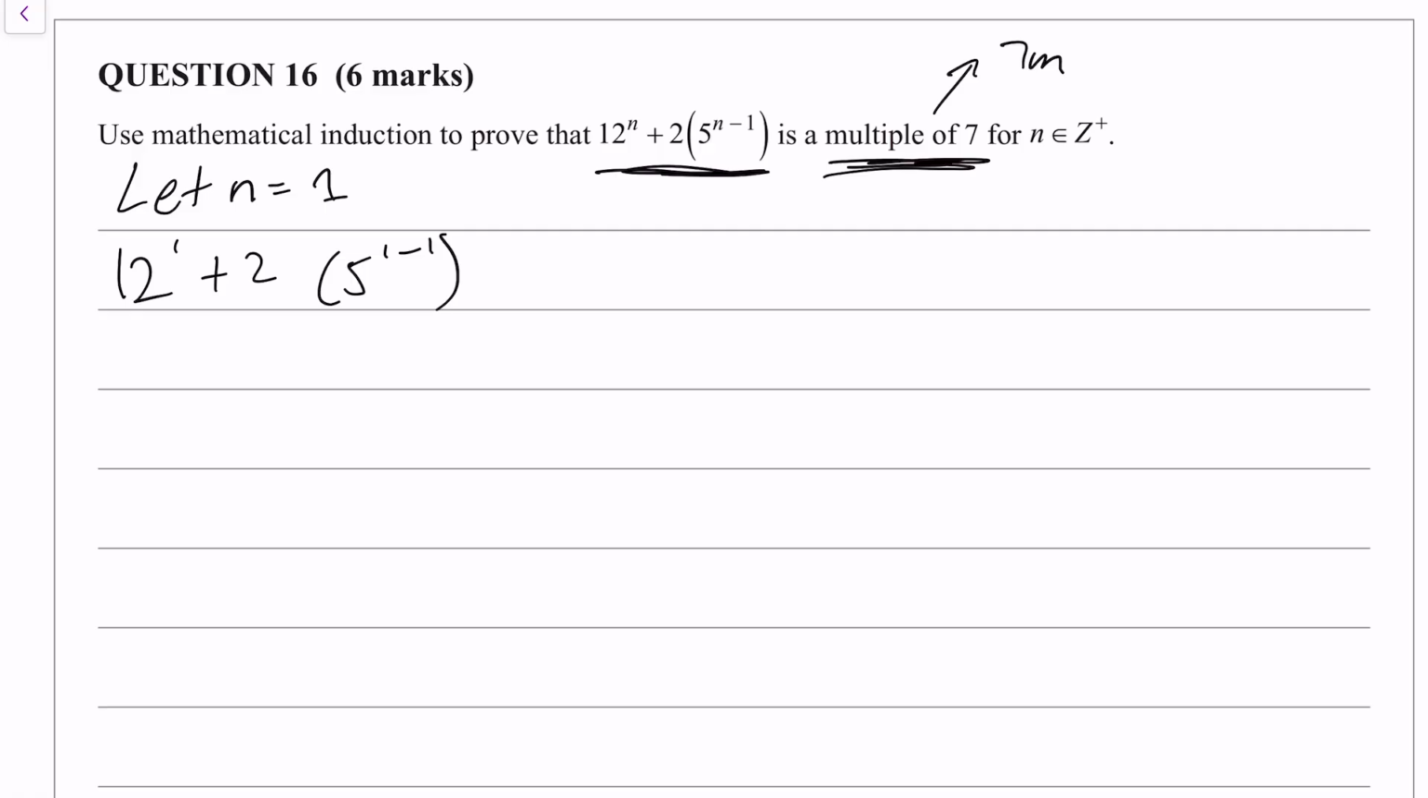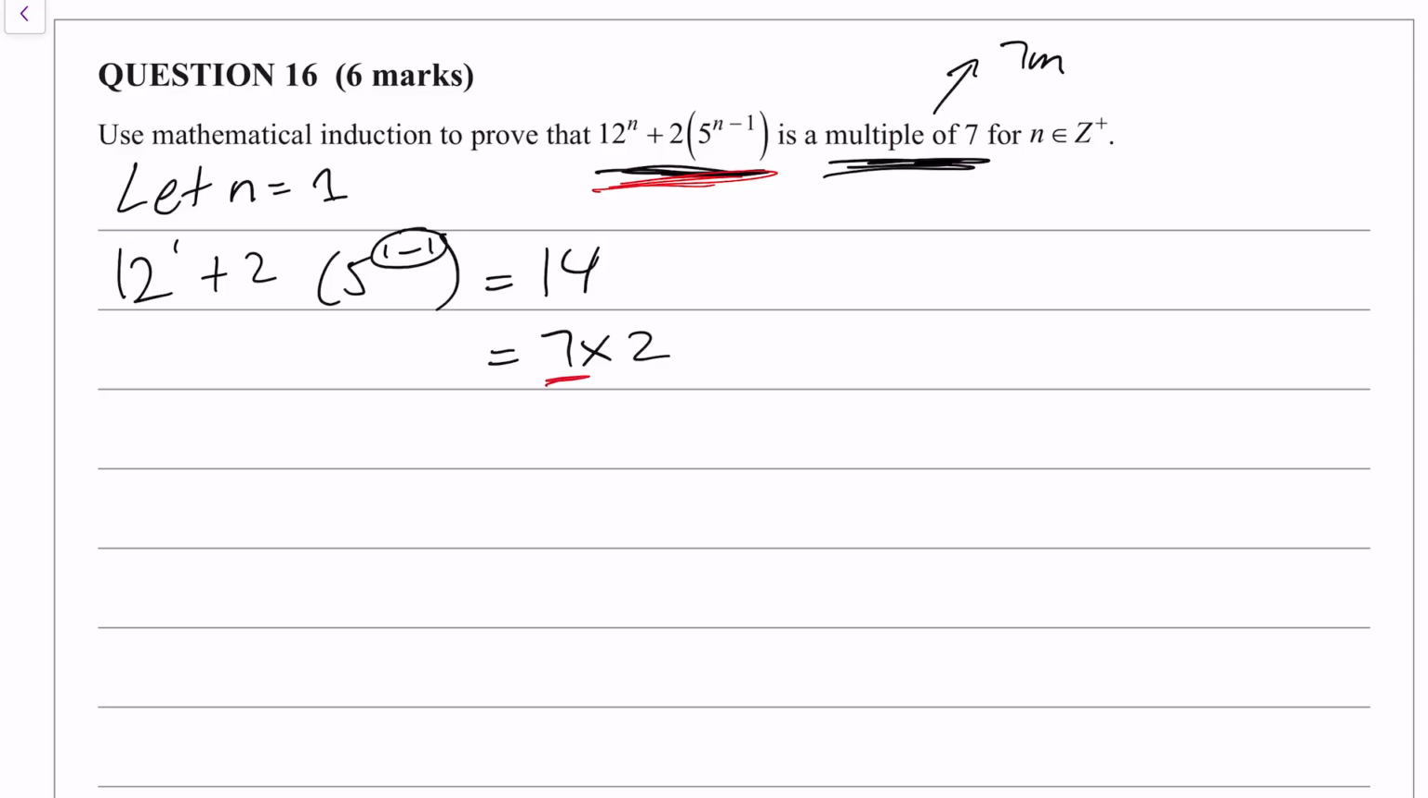All right, so in this case, 12 plus 2 times 5 to the power of 1 minus 1, well, this power will be 0. 5 to the power of 0 is 1, so 12 plus 2 is just 14, which is 7 times 2. Remember, you need to put 7 times 2 because it shows that when n equals 1, this part is a multiple. Sorry, not a factor. It's a multiple of 7.